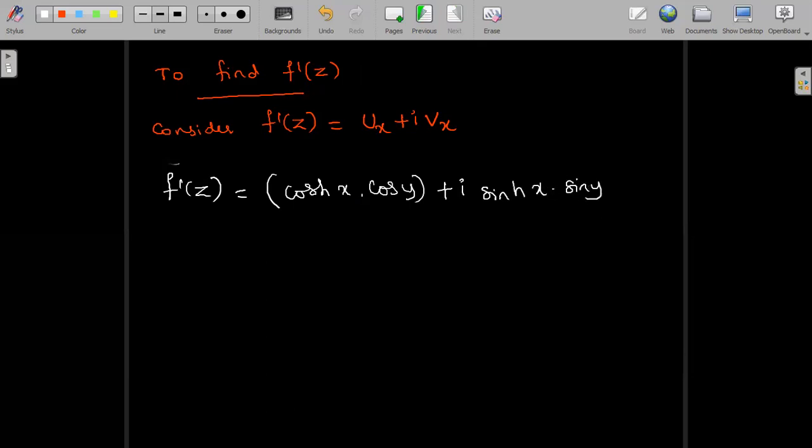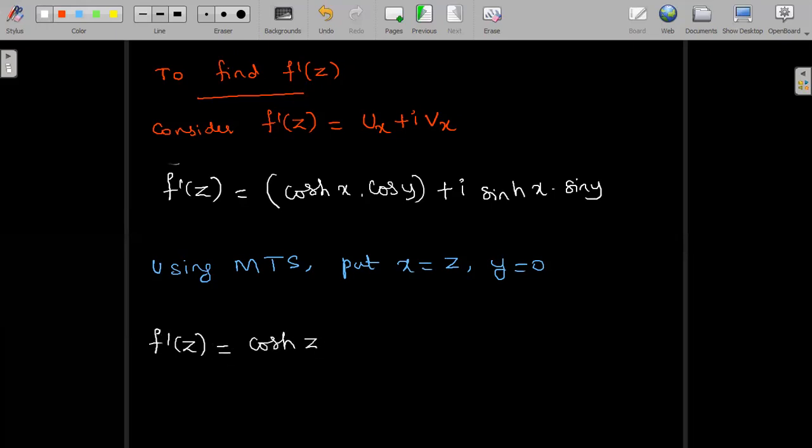Right. Now we apply Milne-Thomson substitution. Milne-Thomson substitution is always used to obtain the answer in terms of z. The given function is a function of z, no? That is why we use Milne-Thomson substitution. Using it, put x is equal to z and y is equal to 0. So when we substitute x is equal to z and y is equal to 0, we can obtain f dash of z as a function of z, which becomes cos hyperbolic z into cos 0 plus i into sine hyperbolic z into sine 0.